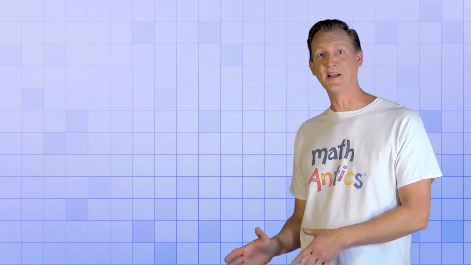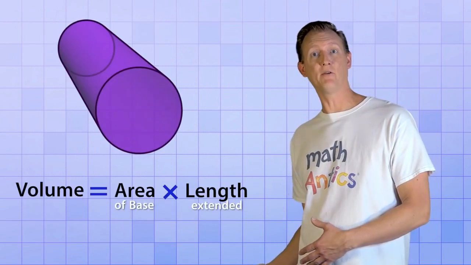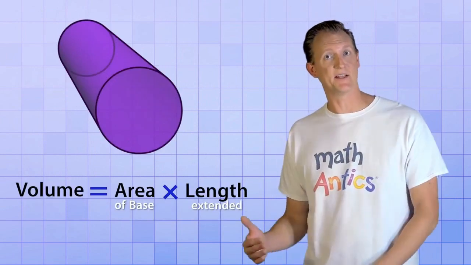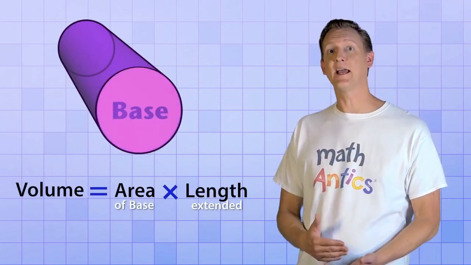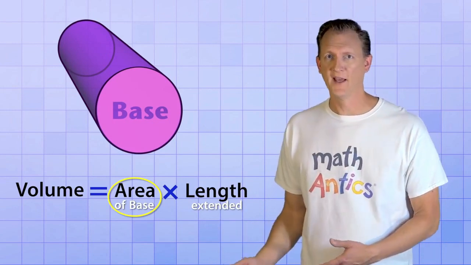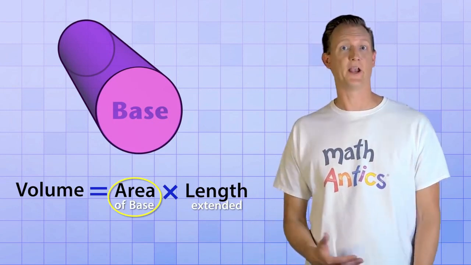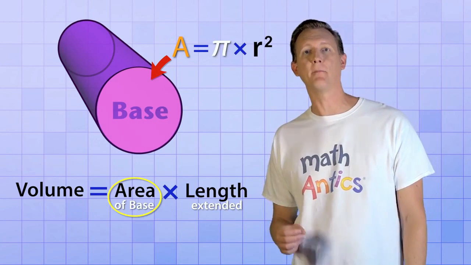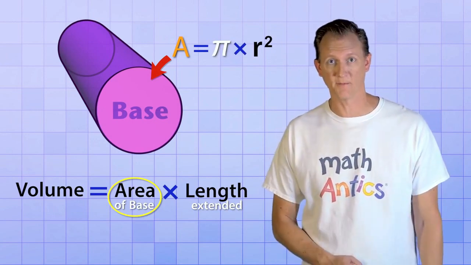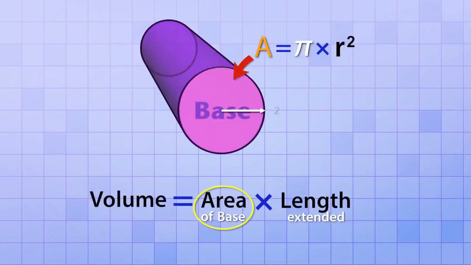All right, are you ready to try finding the volume of the cylinder now? The cylinder is made by extending a circle, so first we need to calculate the area of that circle. As we learned in a previous video, the area of a circle is found by multiplying pi times its radius squared. The radius of this circle is 2 meters. So if we square that, we get 4 meters squared. Then we multiply by pi, which is approximately 3.14, and we get 12.56 meters squared.